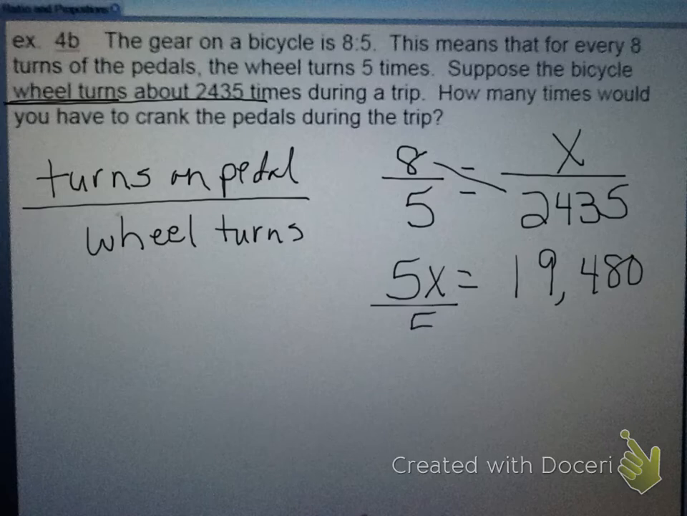And then divide both sides by 5. And you get 3,896. And what is that? That is the number of turns on the pedal.